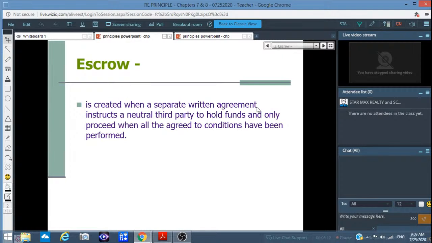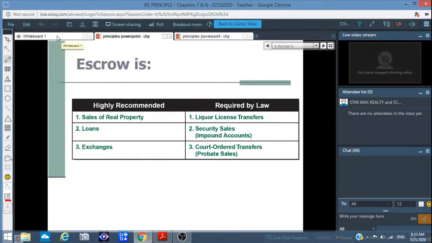Escrow is created when a separate written agreement instructs a third neutral party. Okay, so it's a third neutral party. Let me change the color. Okay, it's a third party that holds funds and only proceeds when all agreed conditions have been performed. Okay, escrow 这个单词就是中间交易公司，他们是第三者，OK，他们管理所有的钱跟文章，OK，跟那个条件等等符合这所有的条件的话，他就交易了，OK。So what is highly recommended and what is required by law?